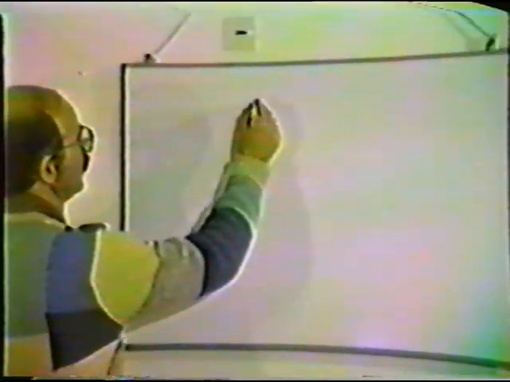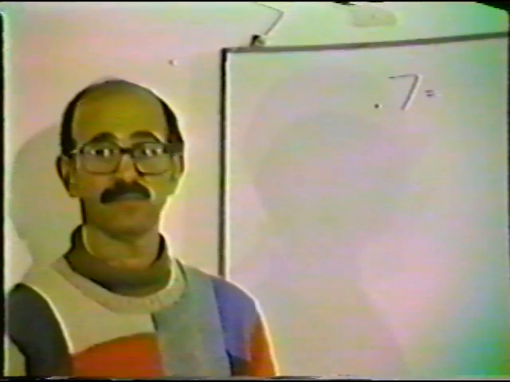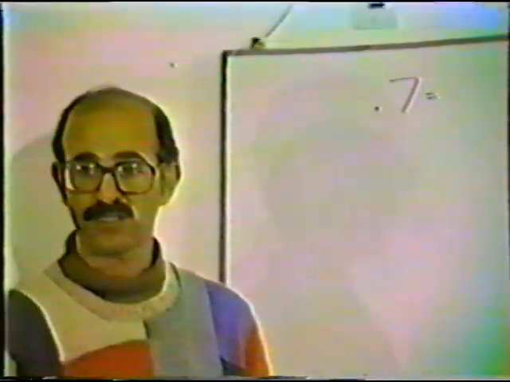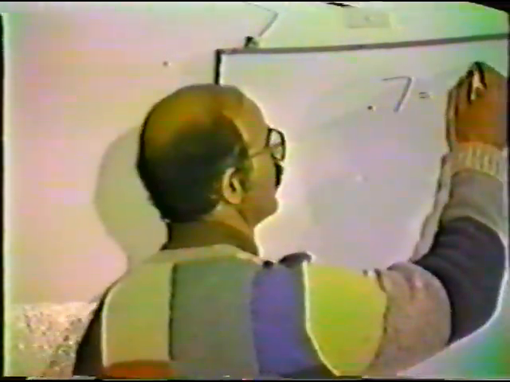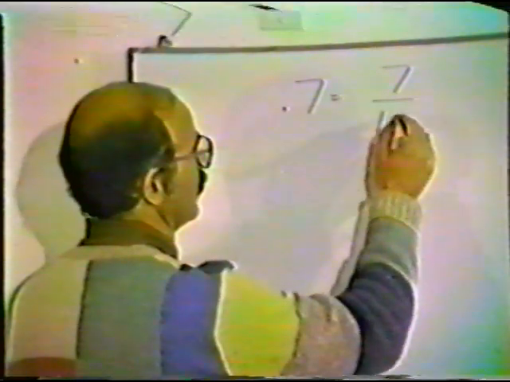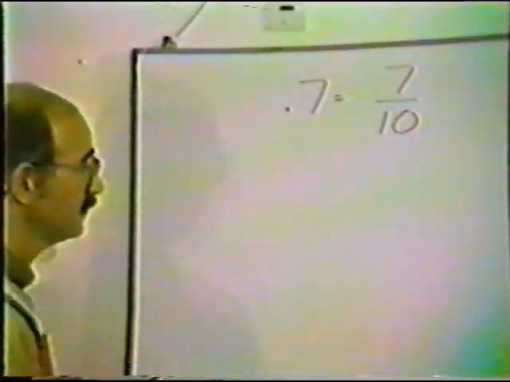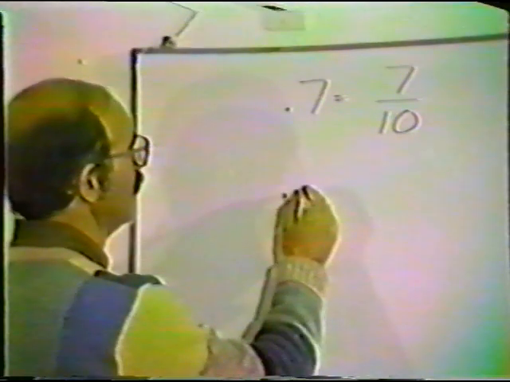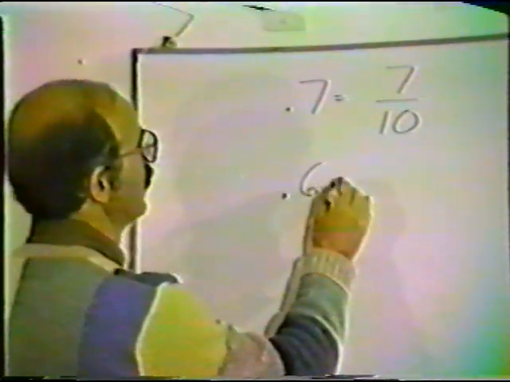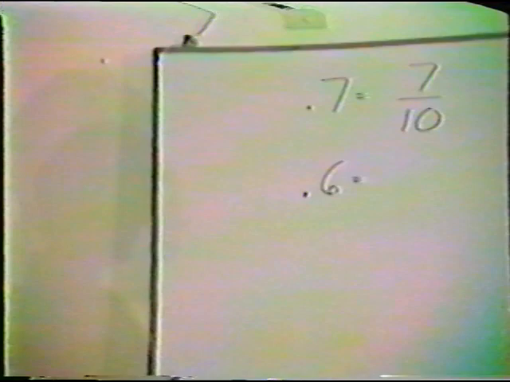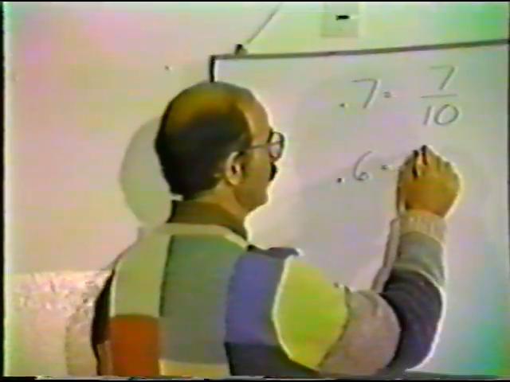The first one is 0.7. How would you read that? 7/10. And all you have to do is write the fraction that you said when you read the decimal. And you said 7/10. Next one, 0.6. Read that one. 6/10.